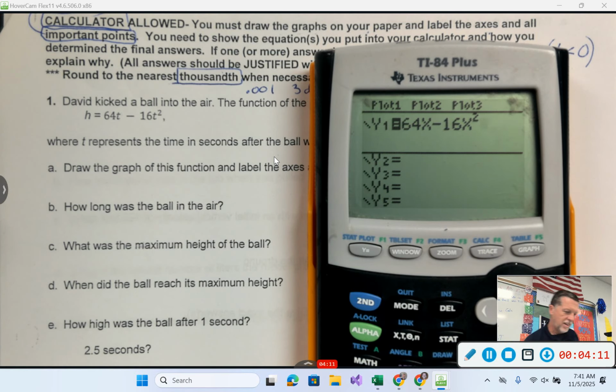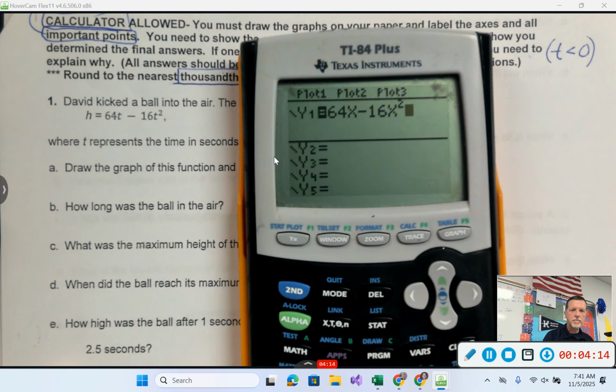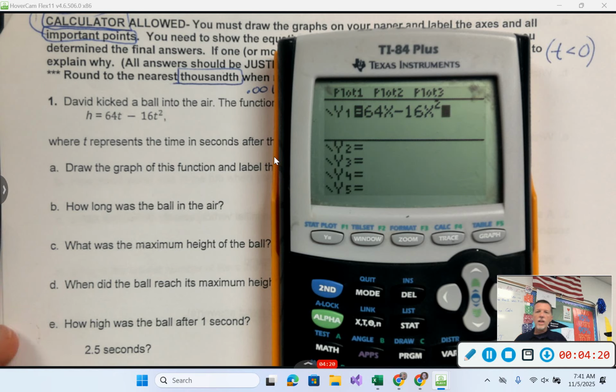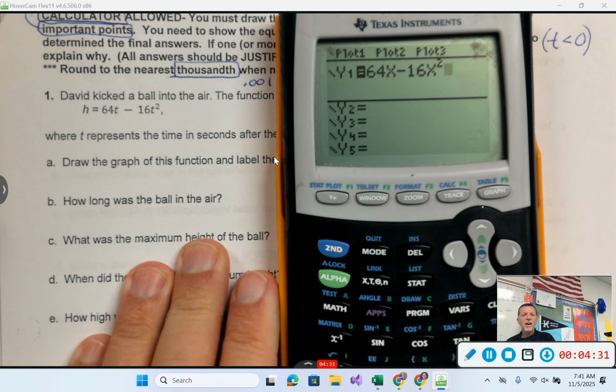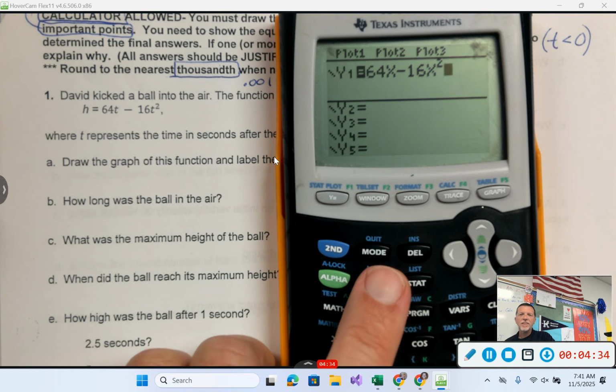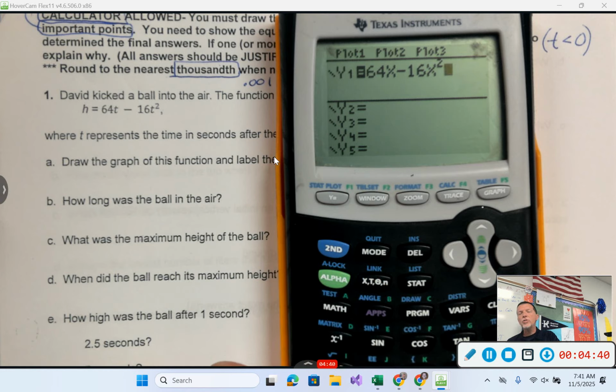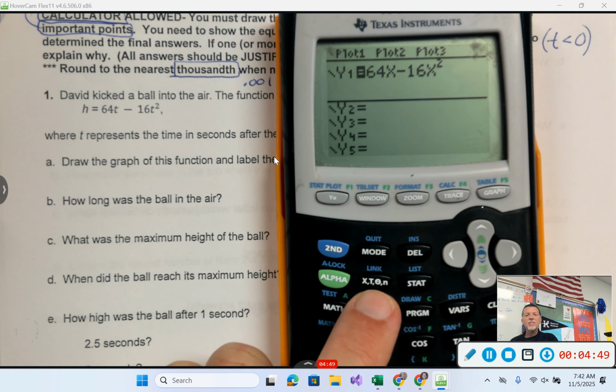Find x. All right, everybody got 64x minus. Yeah, x is toward the top left. Xt, theta, and n. And the calculator knows which one you want, because if you're in a different format, like stuff that you may never get to, it will automatically use t and theta and n when you need it.